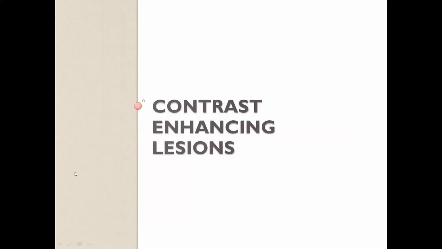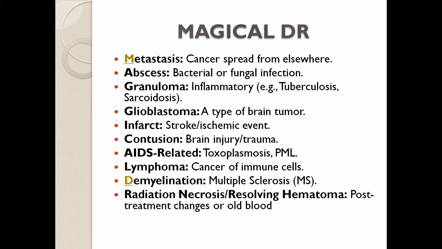Okay, after stroke, let's move on to certain conditions in which we will find contrast enhancing lesions. So this is a mnemonic for the ring enhancing lesions on MRI. This is MAGIC DR: METs, abscess, granuloma, glioblastoma, infarct, contusions, age-related, specifically toxoplasmosis, lymphomas, demyelination, as in the case of multiple sclerosis, and radiation necrosis.